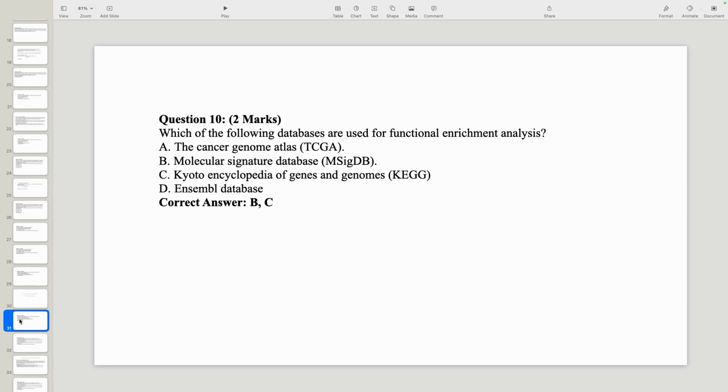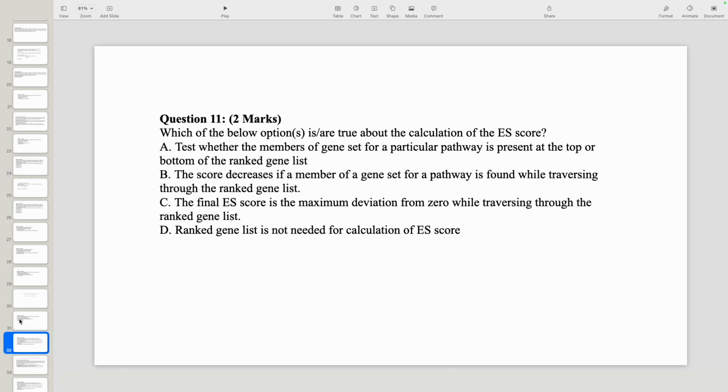So the correct options for this question would be B and C. So let's go to our next question.